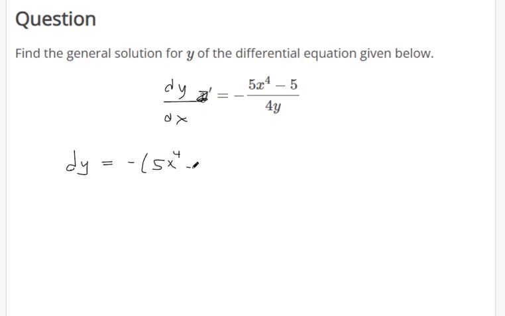Oftentimes, differential equations, you can't do that. They're tangled up with one another. Oh, I forgot the y, 4y. And we need different techniques in that case. But these are separable. So all you have to do is multiply that 4y to both sides.